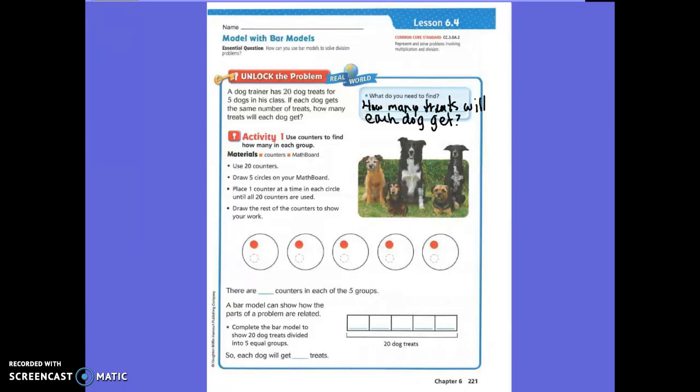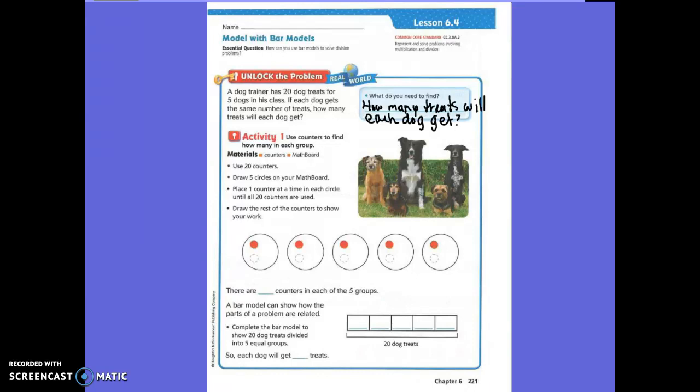So, boys and girls, we know that we should have 20 counters for each of the treats, right? Okay, so we had 20 counters out. And then there are 5 dogs. We don't know how many treats we're going to give them. So we're going to make 5 big circles, which they did for us, for our equal groups. We need to place 1 counter into each group until all 20 counters are used.